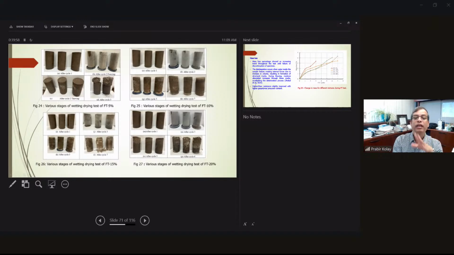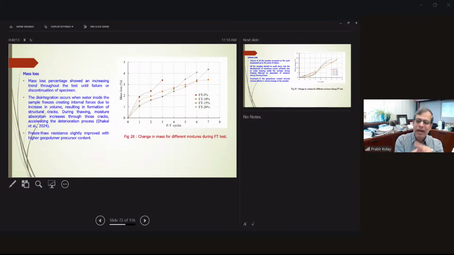And this is not the wetting drying, this should be freezing thawing. This is also freezing thawing, but 10%. Okay, this is 5%, this is 10%. This should be freezing thawing, not wetting drying. Okay? And the mass loss over here, 5% has more mass loss, and then 10%, and then 15, and 20% is also the same. Okay?